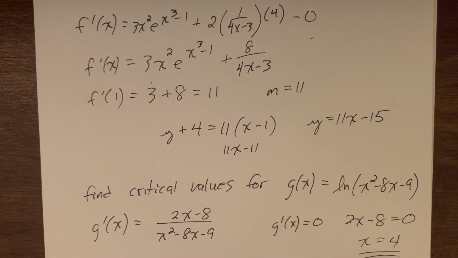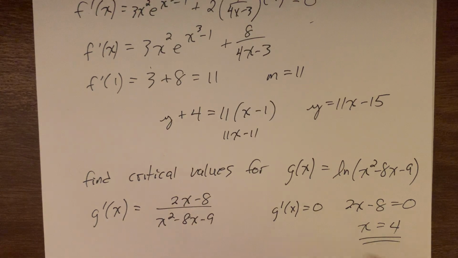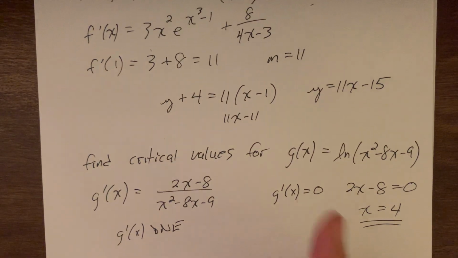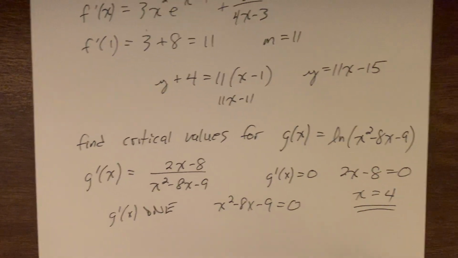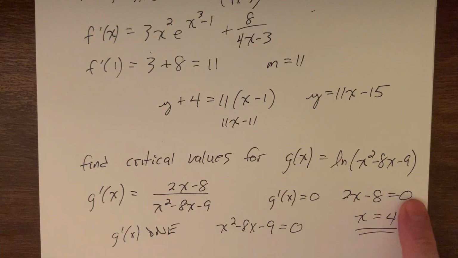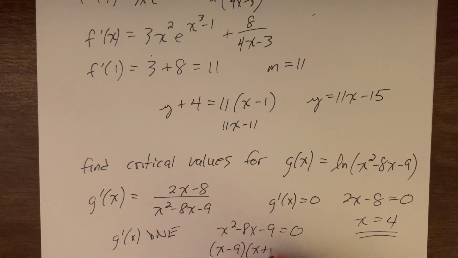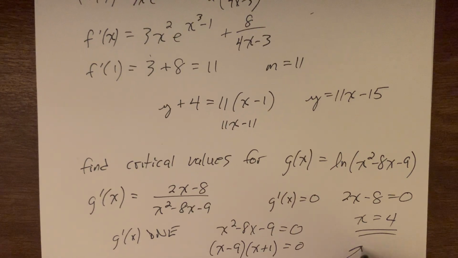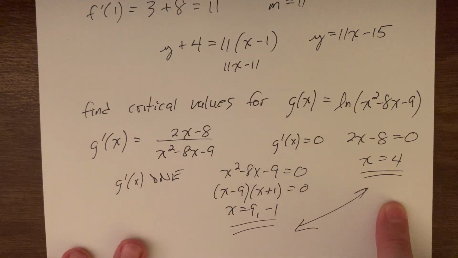But also, we have to remember critical values where the derivative doesn't exist. That is where the denominator equals 0. So g prime does not exist. We're going to have to set the denominator equal to 0. And just a coincidence, here that was a little straightforward. Add the 8, divide by 2. Here a little bit tougher. You're going to have to factor. But not that bad. And all of these are your critical values.